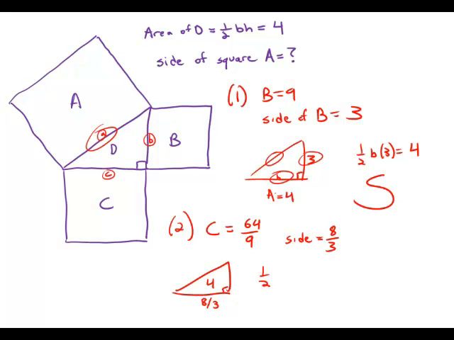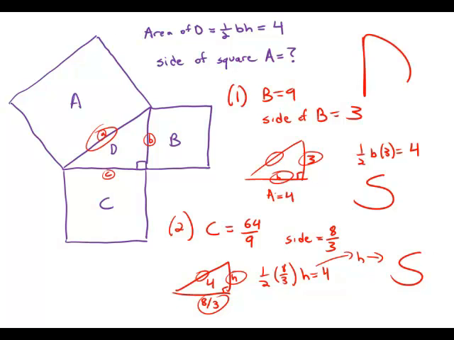So 1/2 base, which is 8/3, times height equals 4. We could find the height. And once we found that height, we'd know two legs of a right triangle. And once we know two legs of a right triangle, we can use the Pythagorean theorem to find the hypotenuse, and of course that's what the question is asking for. So this statement by itself is also 100% sufficient. Both statements are sufficient. Answer choice D.